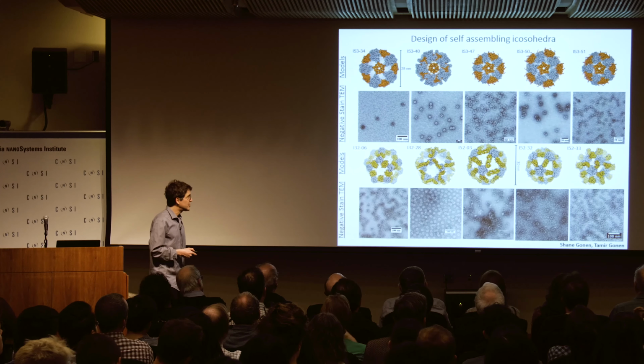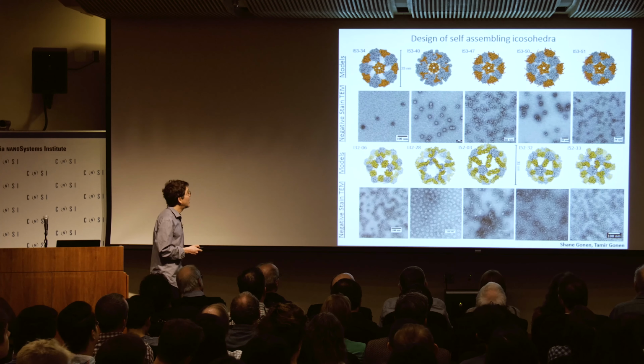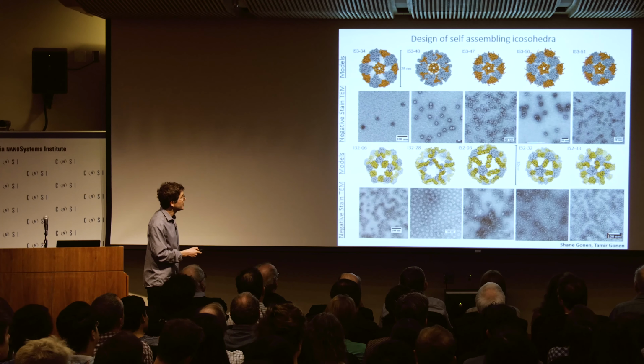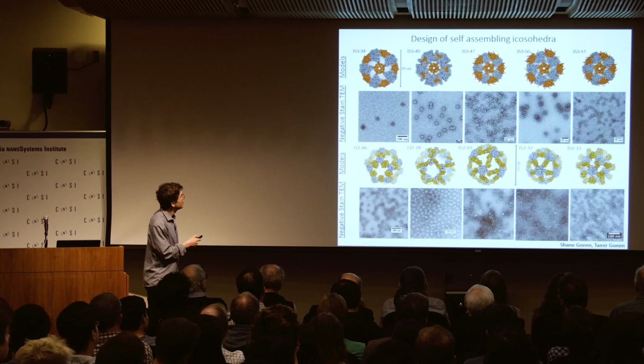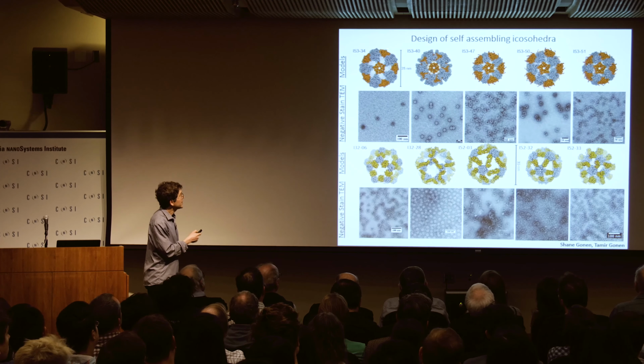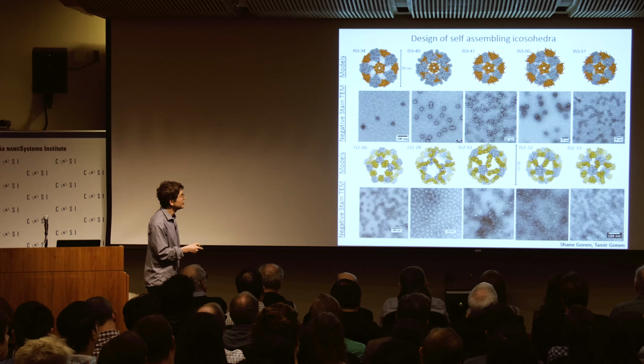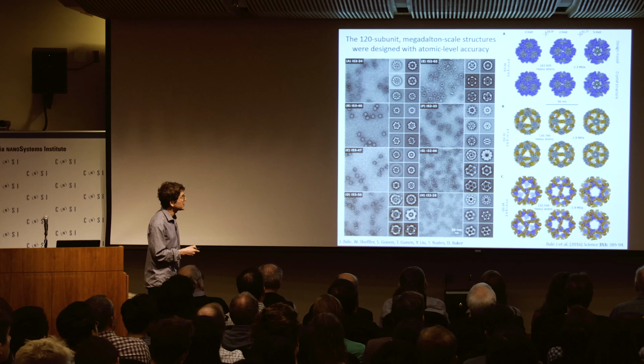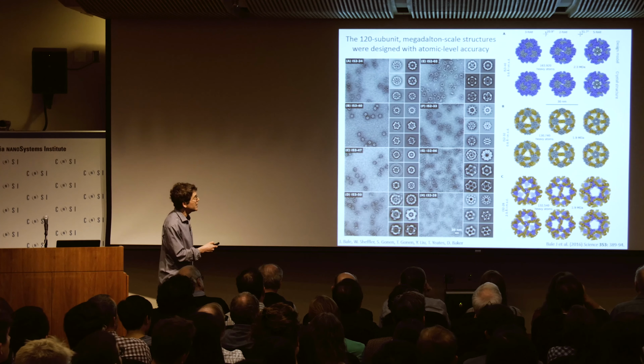In a really great collaboration with Tamir Gonen and Todd, Neil King, working with Jacob Bale in the lab, designed these two-component icosahedra, and these are images that Shane Gonen took of these designs. There are two components, and one of them has a histag on it. They're both expressed at the same time in E. coli, and you get these very beautiful homogeneous populations. And Todd's lab solved the crystal structures of three of these, and you can see they come out really close to the design models.